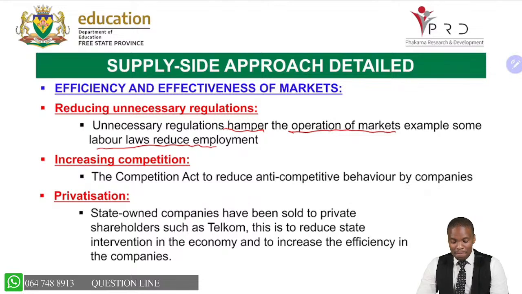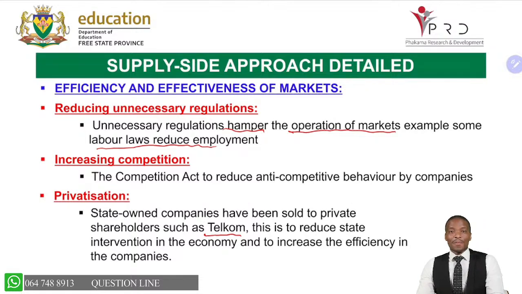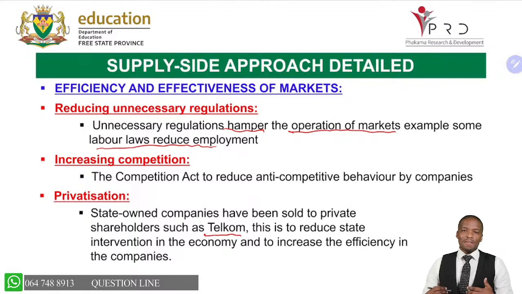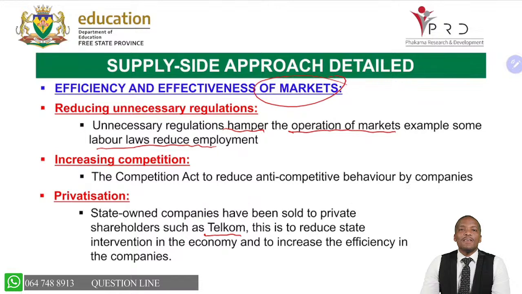Privatization, here we are saying it is the transfer of state-owned enterprises that must be sold to the private sector so that they can operate efficiently without any government interference or intervention. So we also made an example here to say Telkom was a state-owned enterprise. Now it is a privately owned enterprise. It operates efficiently. In that way, supply in the market gets to increase, and the markets get to operate effectively and efficiently. So those are the things that we need to look at.